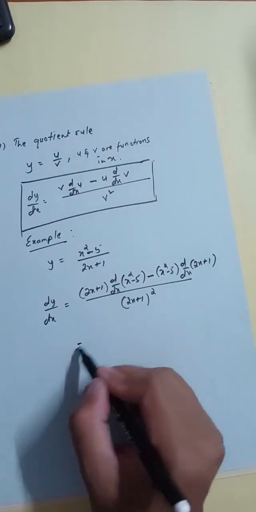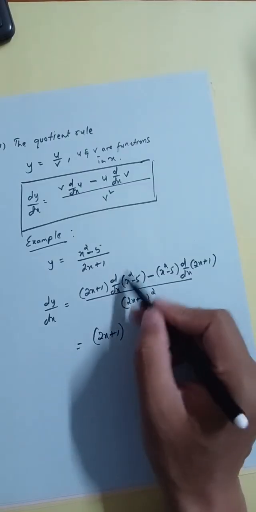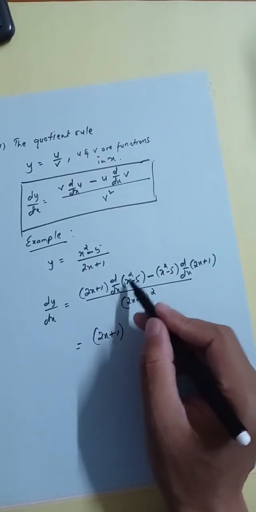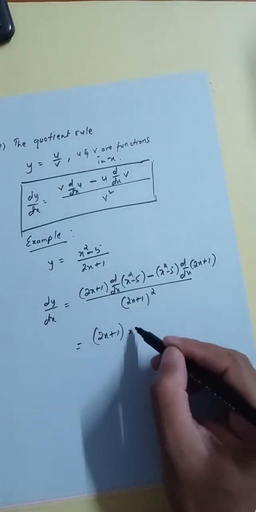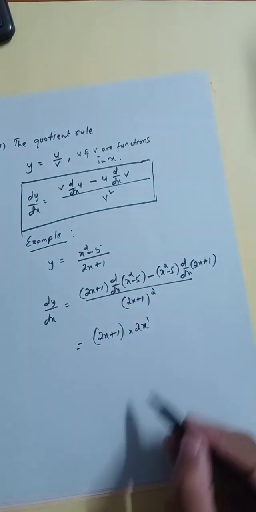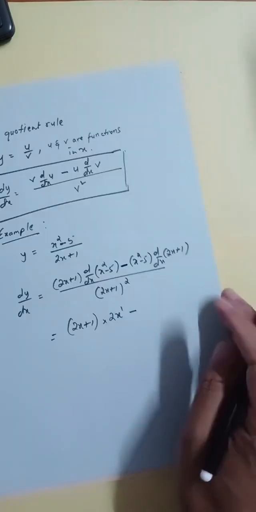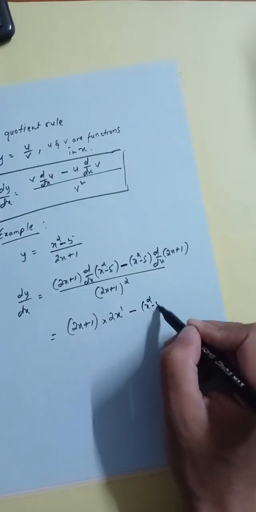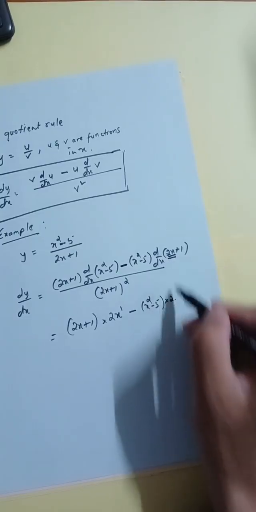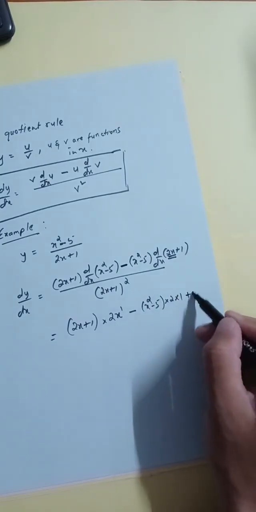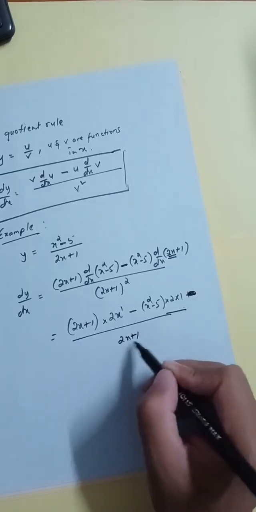Very simple. Now 2x plus 1 will come as it is and you just have to differentiate this one. What is the derivative of x square? It is 2 times x raised to 2 minus 1, which is 1. And what is the derivative of a constant? It is 0. Minus, and I have x square minus 5. What is the derivative of 2x? What is the derivative of x? It's 1. What is the derivative of 1? It is 0. Divided by 2x plus 1 whole square.